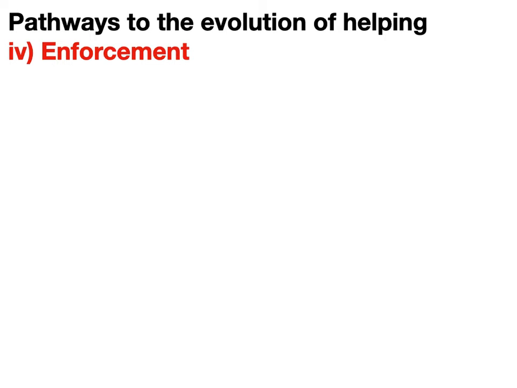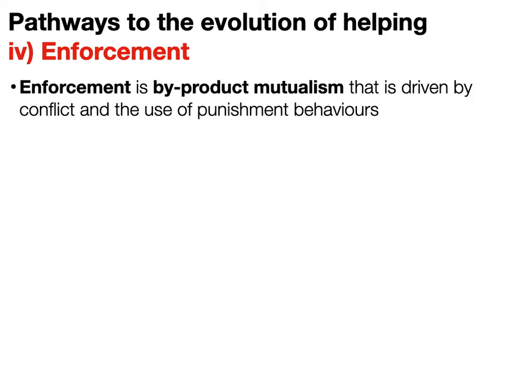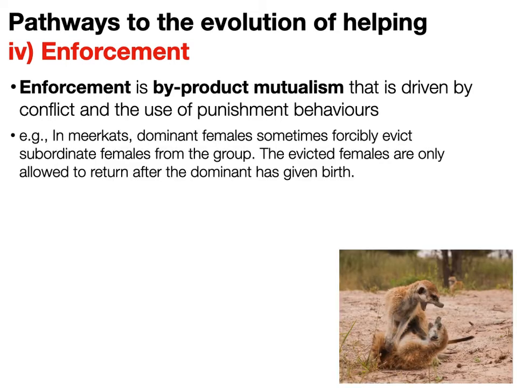Actually, this pathway, enforcement, is a kind of byproduct mutualism. It's really the same. The only difference is enforcement is when byproduct mutualism is driven by punishment. So it's when the cost of not providing help is punished with the action of other individuals. Okay, here's a couple of examples to help you understand what I mean.